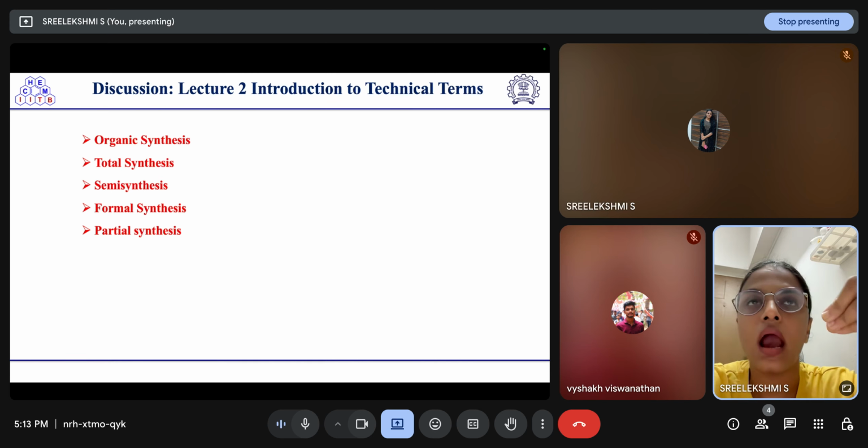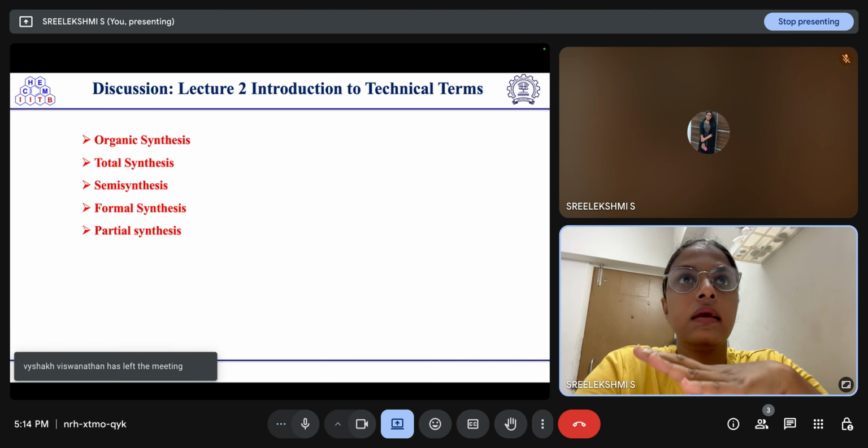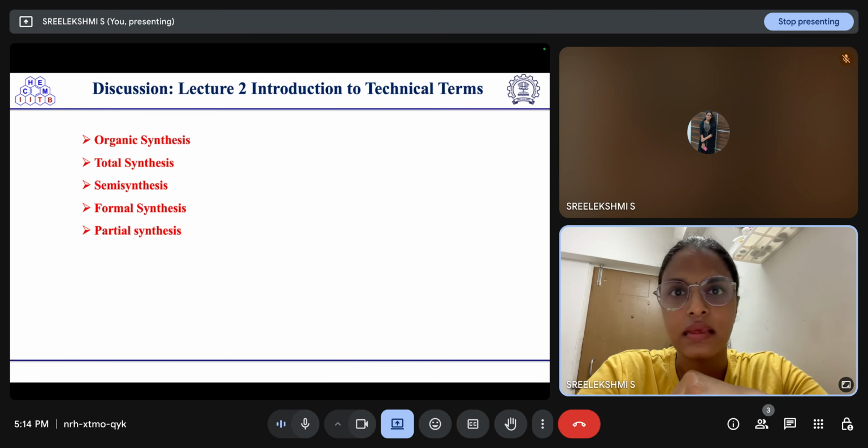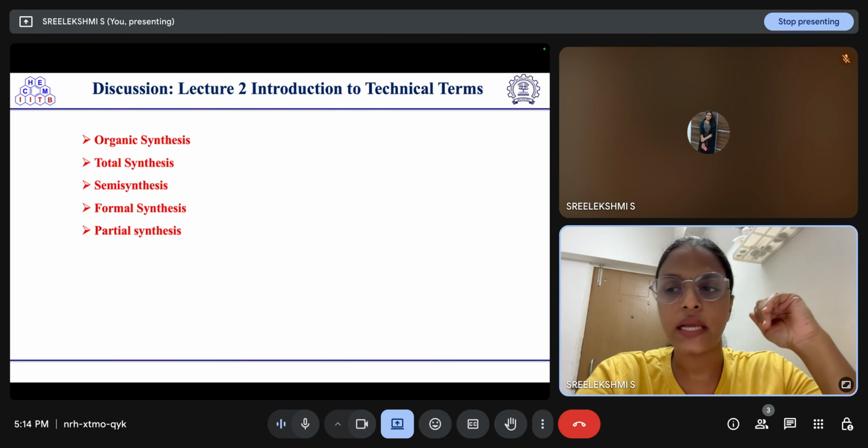Formal synthesis means we are starting from commercially available simple starting materials and synthesizing a key advanced intermediate from which the total synthesis of that target molecule is already known, that is, literature has already been published. So we are developing a new method to synthesize that key advanced intermediate. Now, partial synthesis means we will be fragmentizing our natural product, and out of that fragment, we will select one particular fragment and we will finish the synthesis of that fragment only. So, we are not completely synthesizing the molecule, but we are partially synthesizing a part of the molecule. So, that is known as partial synthesis.